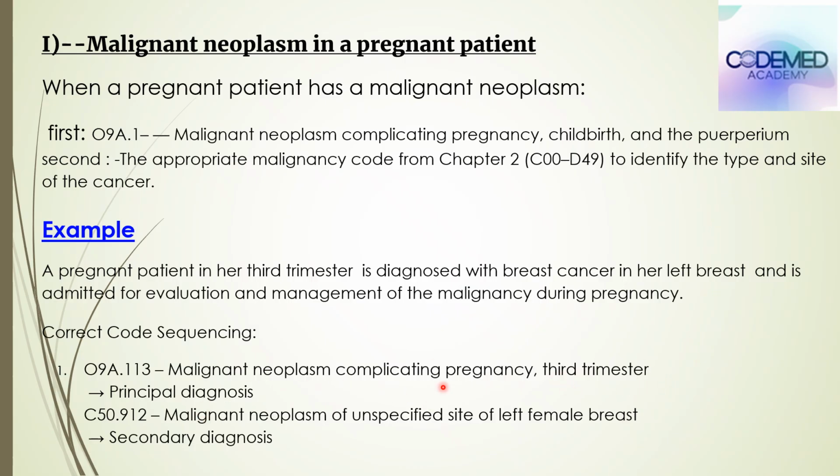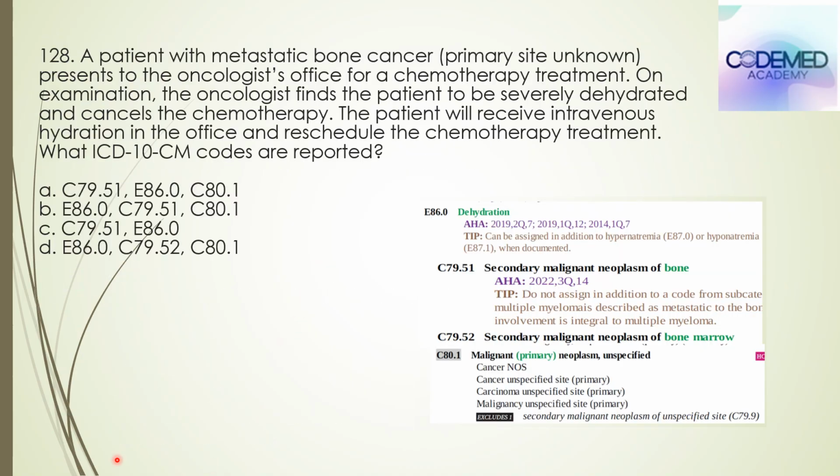That will be my principal diagnosis. And then the second code will be C50.912, malignant neoplasm of the unspecified site of the left female breast. So this is how I will code as far as this guideline is concerned. The only way to understand the guideline is by taking questions.